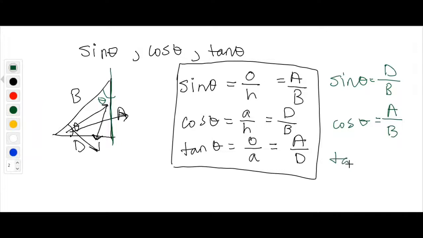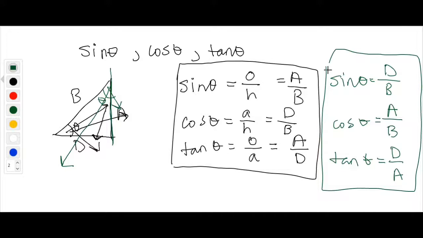Now let's do the tangent. Tangent would be opposite over adjacent. So opposite all the way down through here over its adjacent. Remember, we said opposite, and we've already defined it previously. Opposite is already being D. And looking back and seeing this, we know adjacent is going to be A.